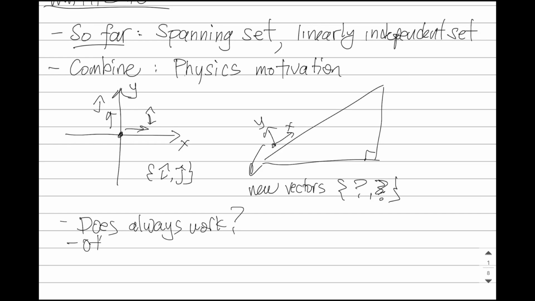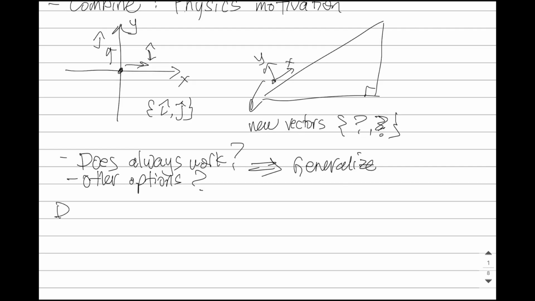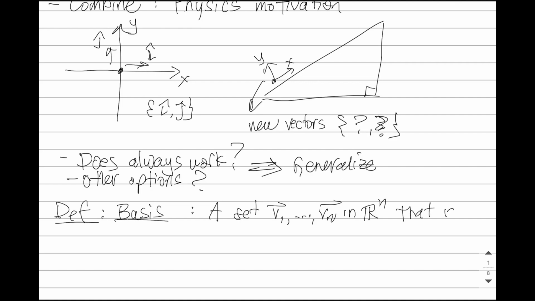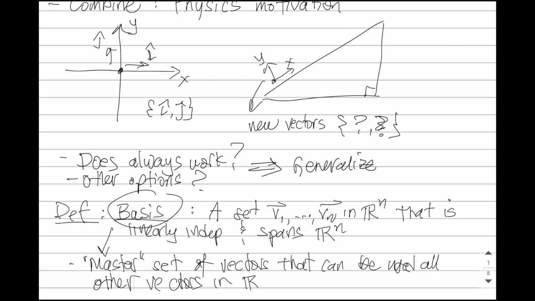So what we're going to do today is generalize this so that we can come up with a definition, a starting point, so that we can answer these questions. We start with our definition. A basis is a set of vectors v1 through to vn that live in Rn, that is linearly independent and spans Rn. Now this word basis kind of has an English meaning. Basis means foundation. This is what I'm going to call a master set of vectors that can be used to form all other vectors in Rn.